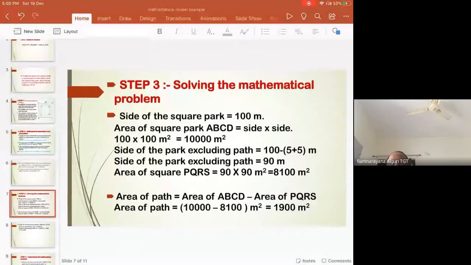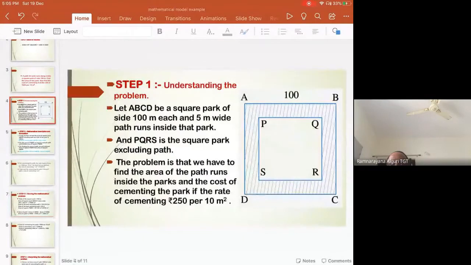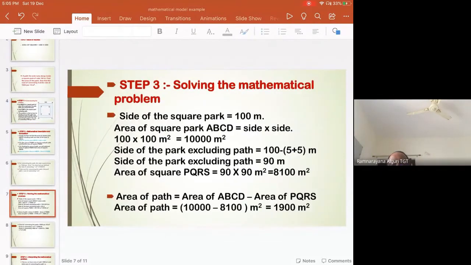After that, we exclude the inner part, that is PQRS. For finding the area of PQRS, we first find its side, that is 100 minus 5 plus 5 meters, that is 90 meters. Again we apply the area of the square, PQRS, 90 multiplied by 90, that is 8,100. The final answer the question asks for is the area of path, which is area of ABCD minus area of PQRS.